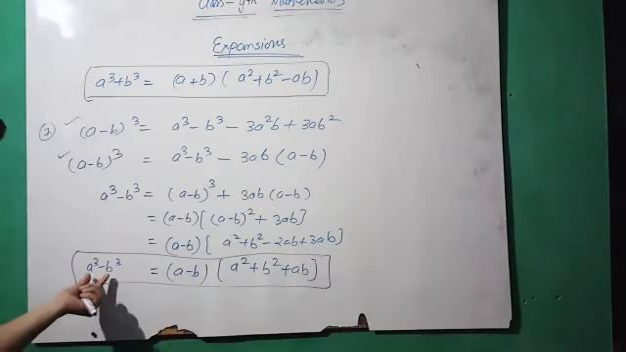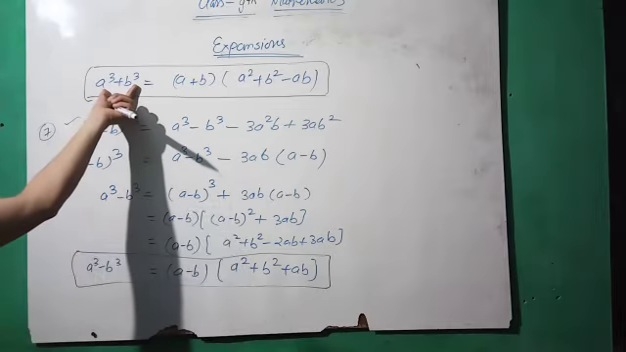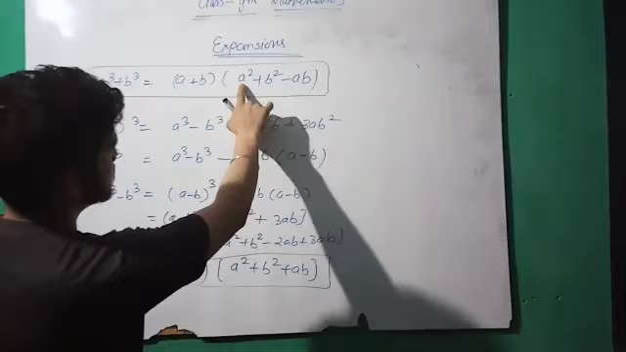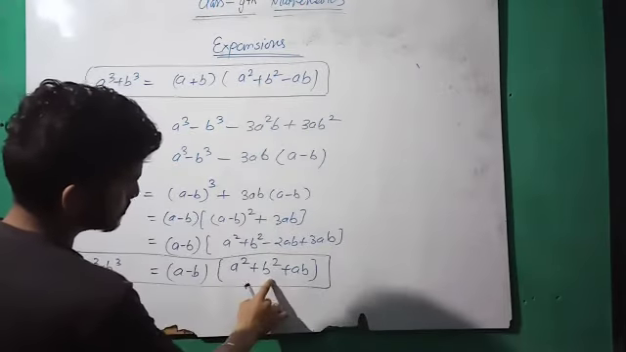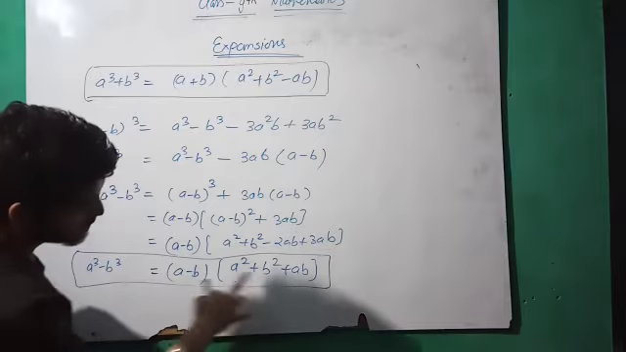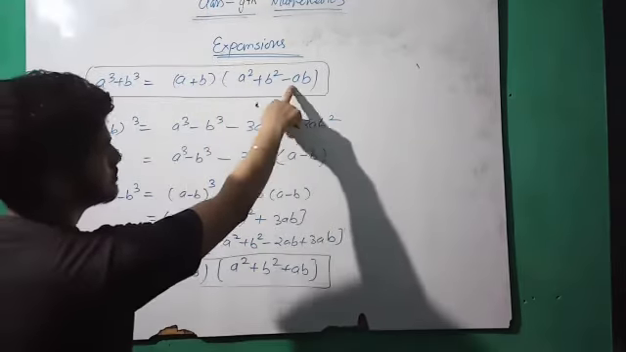If it is a cube minus b cube, then it is (a minus b); for a cube plus b cube, it is (a plus b). Just remember one more thing: a square plus b square, a square plus b square, both are the same. If here it is a minus b, then this is plus. Here a plus b, then this is minus.